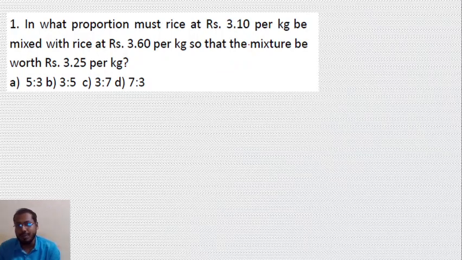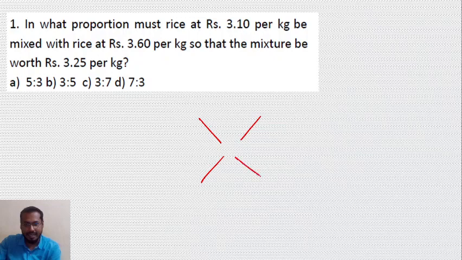The basic concept of alligation and mixtures, I already posted a video. If you don't know the basic concept, you can refer to that video. Here I'm going to explain only the questions. So in this concept, let me take the alligation diagram. Sometimes it's called the butterfly diagram.